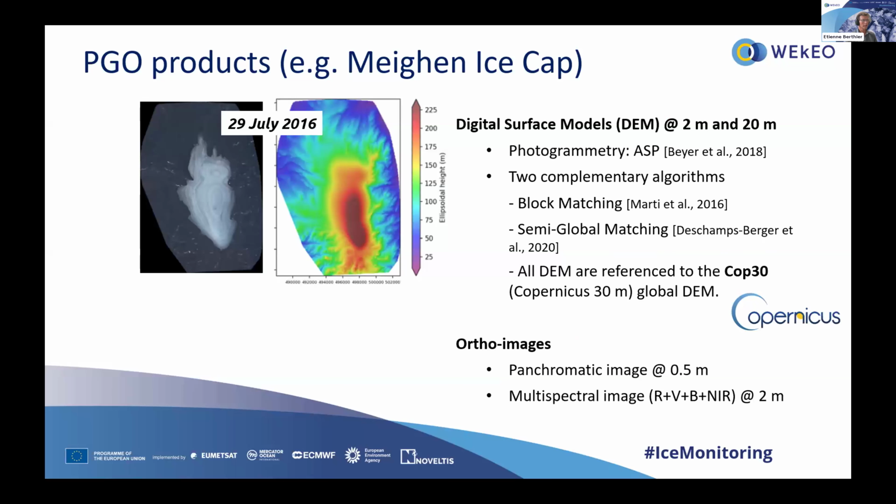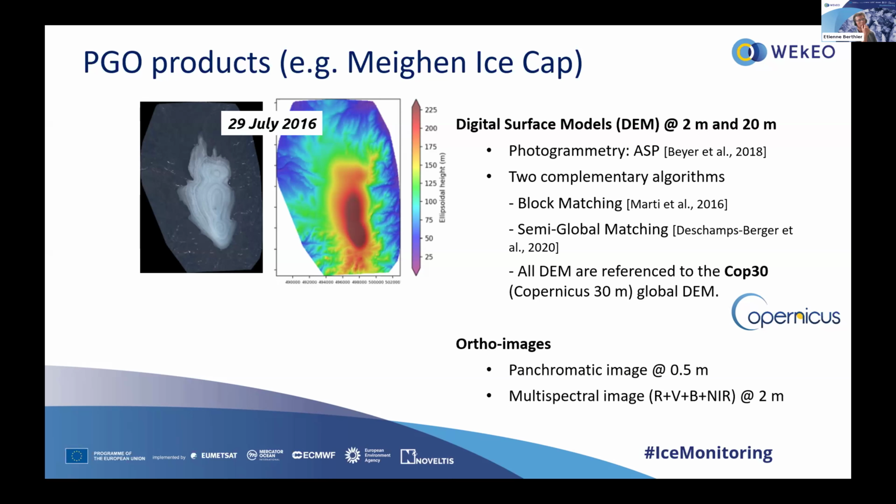So the product we deliver, with the example of an ice cap in Arctic Canada, we generate digital surface models or elevation models at 2 resolutions, 2 meters and 20 meters. They are produced using an open source photogrammetric software called Ames Stereo Pipeline with 2 different algorithms. Very important for us is that all our products, all digital elevation models, are referenced to the Copernicus 30-meter global DEM freely available from Copernicus.